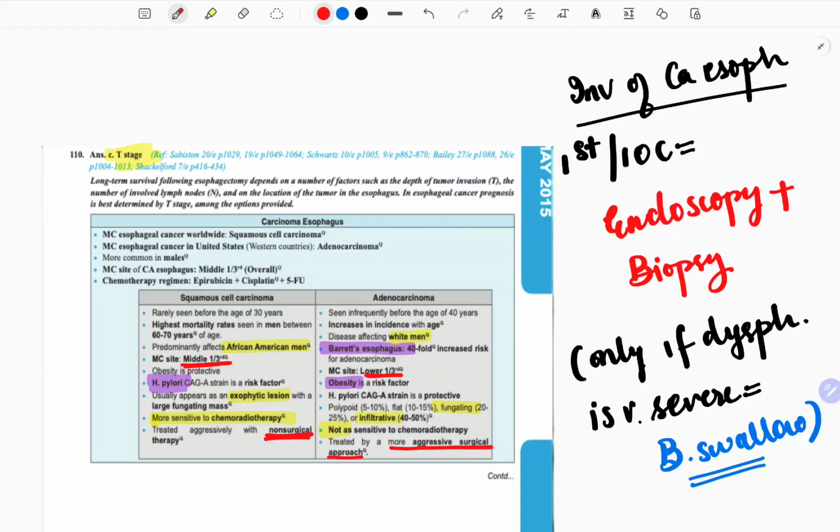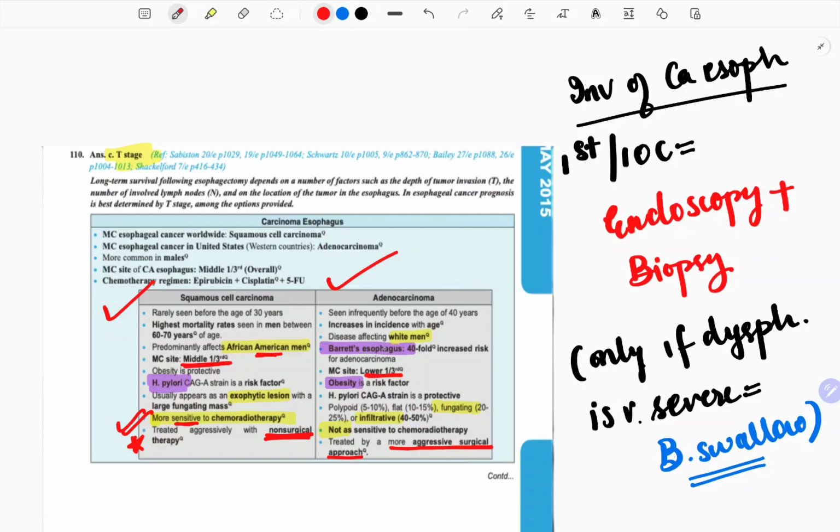Now let's quickly look at the difference between squamous cell carcinoma and adenocarcinoma. See, squamous is mostly in African-American men and the Asian population. It is in the middle 1/3. H. pylori is a risk factor. Mostly the growth is exophytic lesions with fungating masses. And a very important point: squamous cell carcinomas are sensitive to chemoradiotherapy, and therefore we mostly follow the non-surgical treatment.